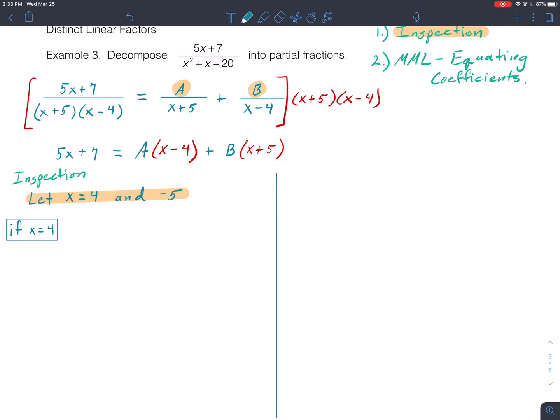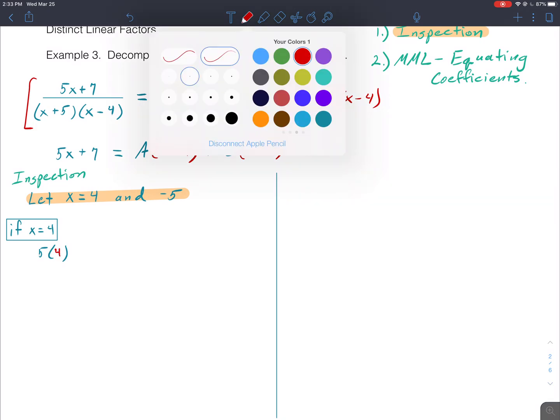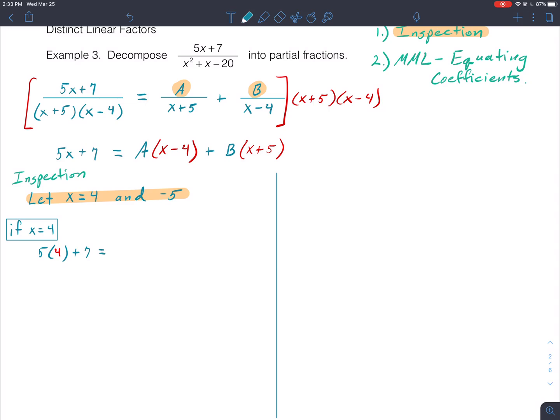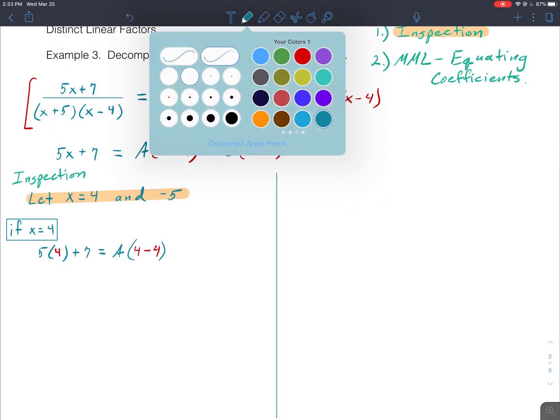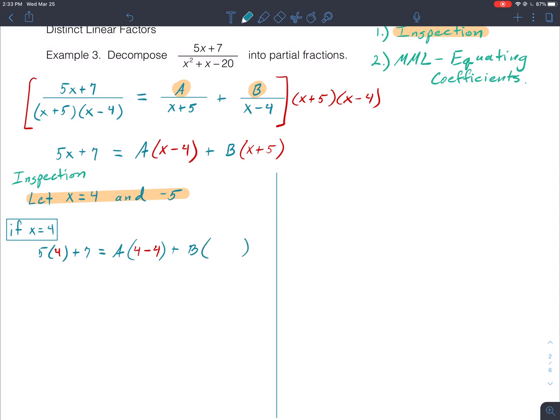if I plug in +4, then I get 5 times 4 plus 7 equals a times 4 minus 4 plus b times 4 plus 5. If I'm letting x be 4, then the equation above, this equation here, will turn into what I've got written here on the last line.